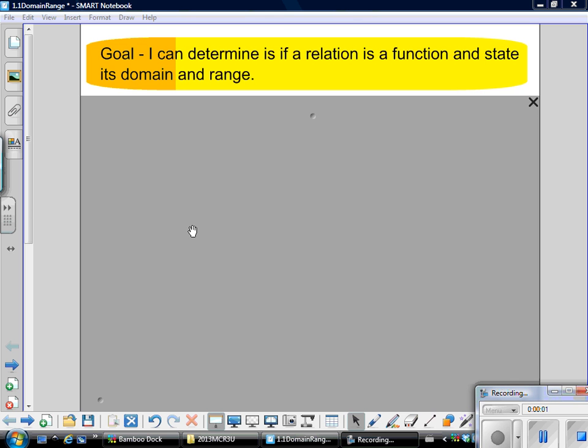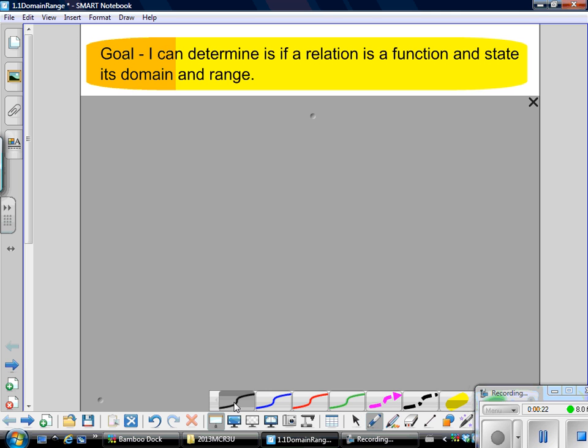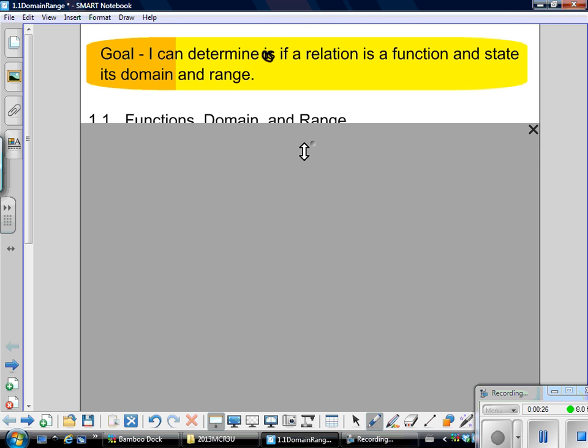K3U. This is the first new lesson in this unit, and although it's a new lesson, some of the concepts are things that you've seen before. Our goal today is: I can determine if a relation is a function and state its domain and range. First of all, we'll make the correction to Mrs. Broadhagen's stuff. There we go.